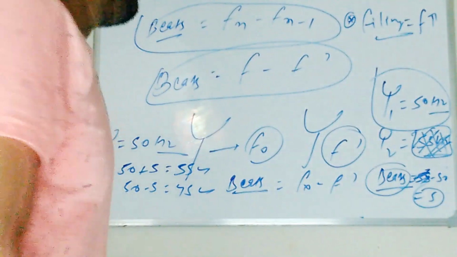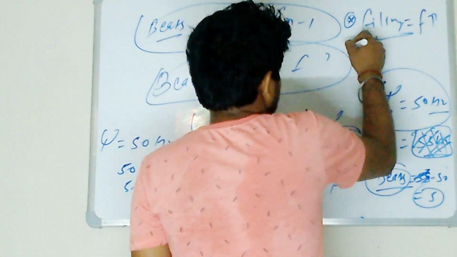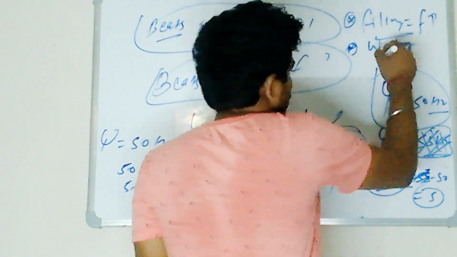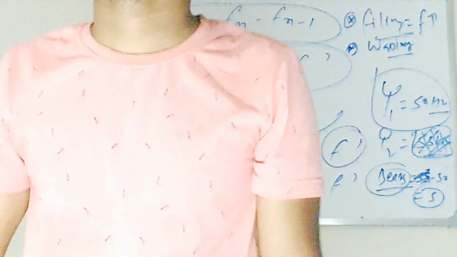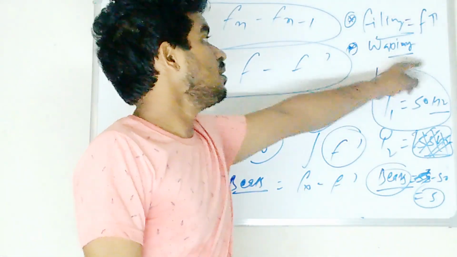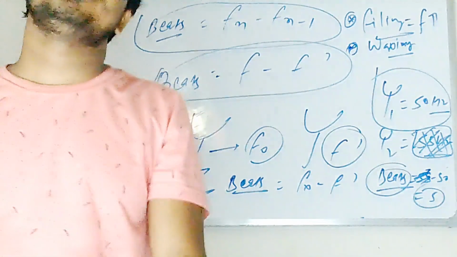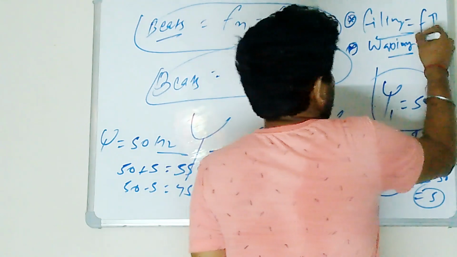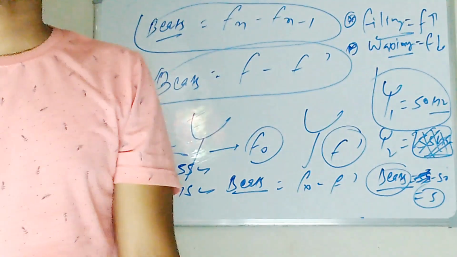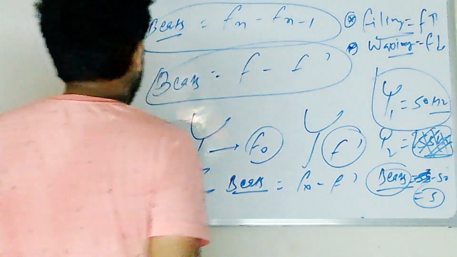Okay, and next approach what we do, that is waxing. What is waxing? When we put some mass on the surface of the tuning fork, when we increase the mass of the tuning fork, frequency will decrease, am I right? So when we do waxing frequency will decrease, when we do filing frequency will increase, am I right? So now another information is given in the question.